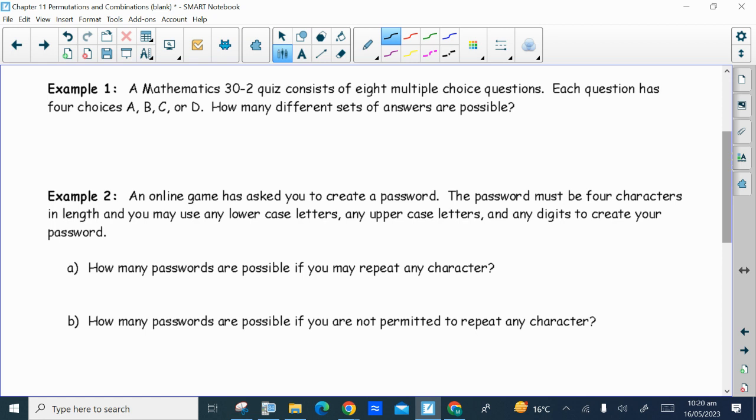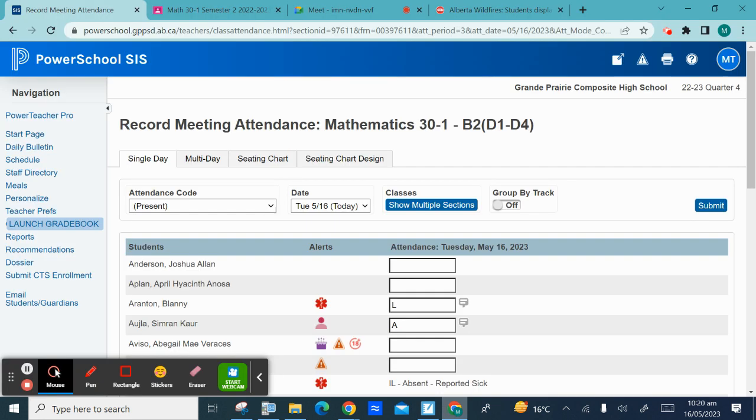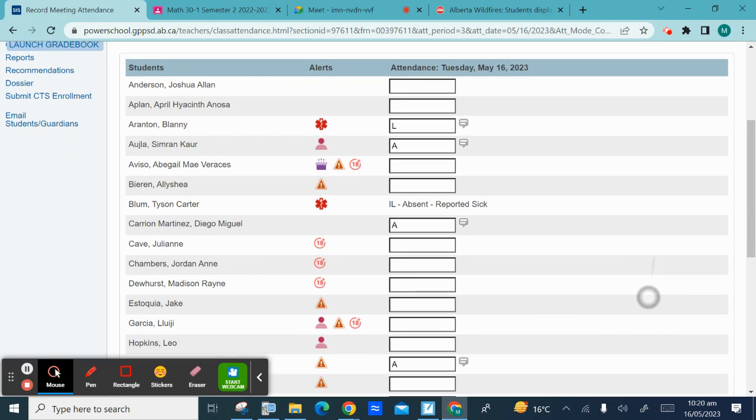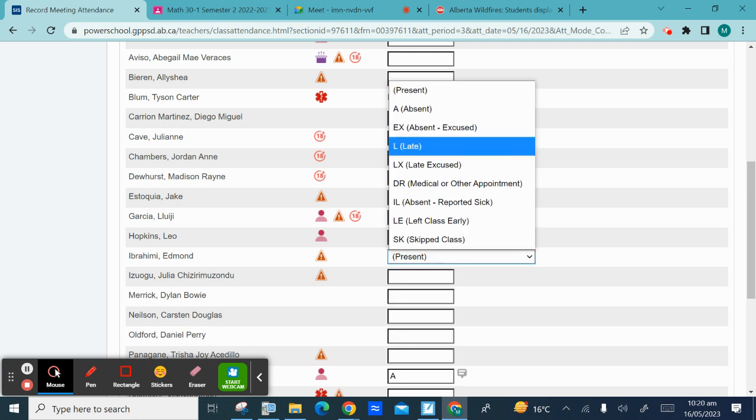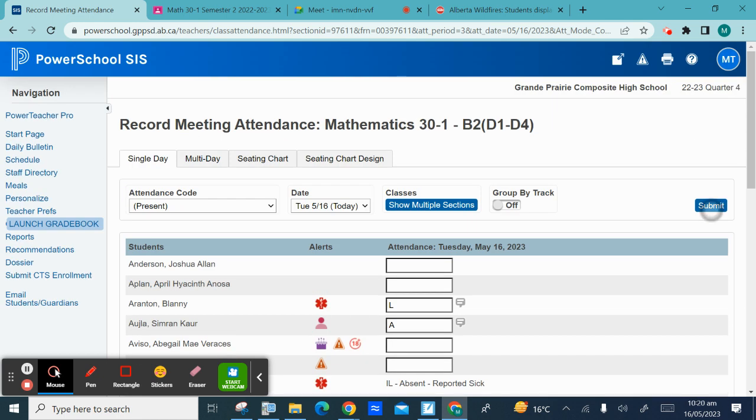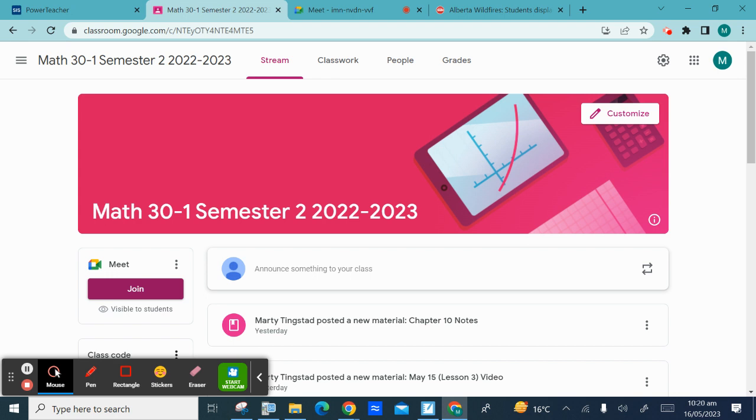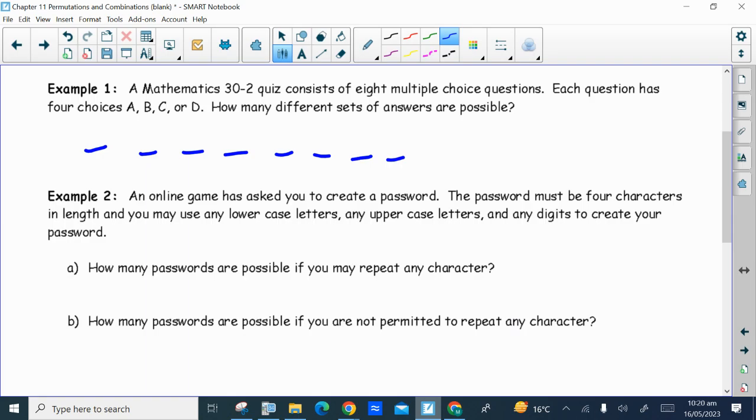A Math 30-2 quiz consists of 8 multiple choice questions. Each question has 4 choices, A, B, C, or D. How many different sets of answers are possible? So because there are 8 multiple choice questions, I'm going to mark down 8 spaces. And each space has 4 possible choices, A, B, C, or D.